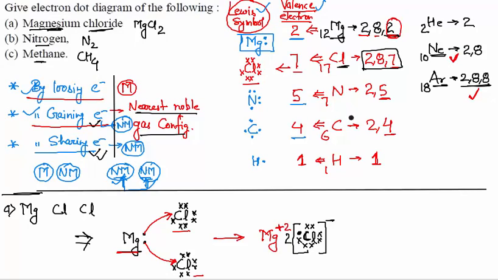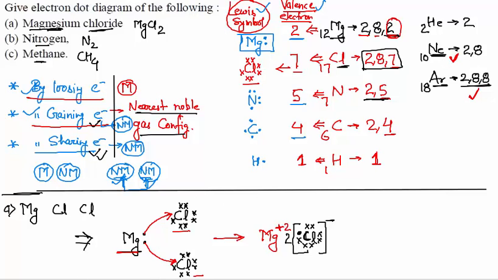How will they share electrons? First write the Lewis symbol. So there are 5 electrons here, and this nitrogen again has 5 electrons. Now look at the configuration of this nitrogen. It is 2 and 5. If it wants to achieve its nearest noble gas, neon, it is in need of how many electrons? It is in need of 3 electrons.